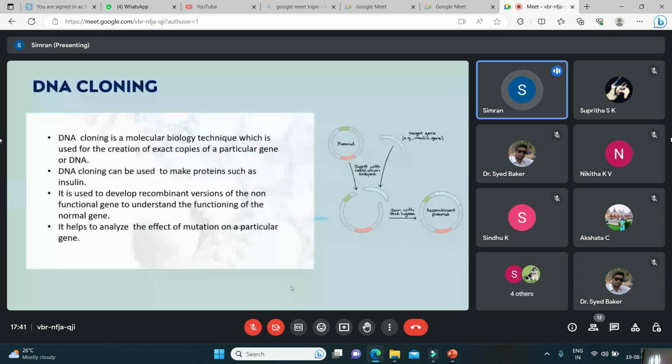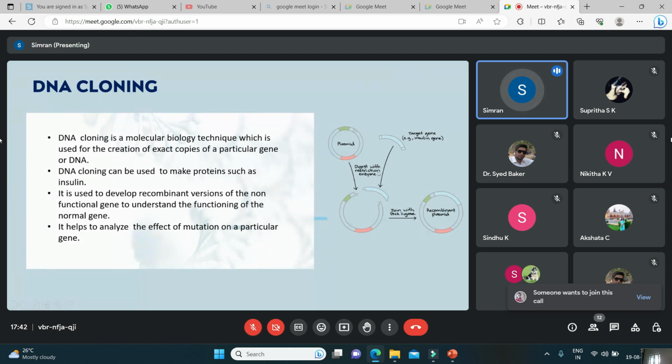What is DNA cloning? DNA cloning is a molecular biological technique which is used for the creation of exact copies of a particular gene or DNA. DNA cloning is the process of making multiple copies of a particular segment of DNA. During this technique, the selected DNA fragment is inserted into a plasmid using enzymes. Restriction enzymes and DNA ligase are used in this process.